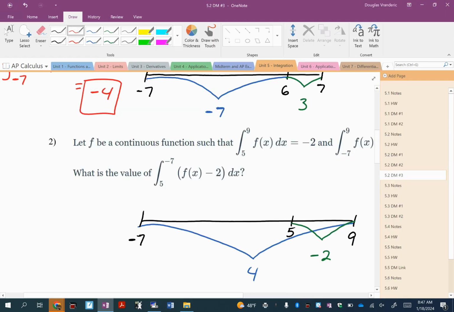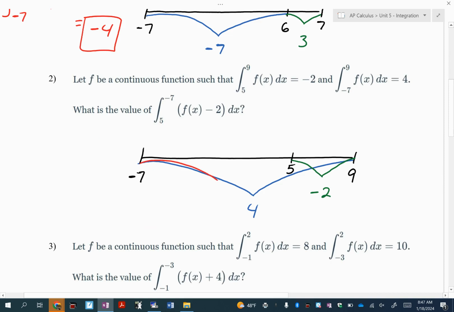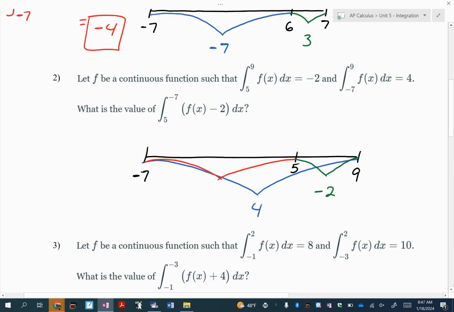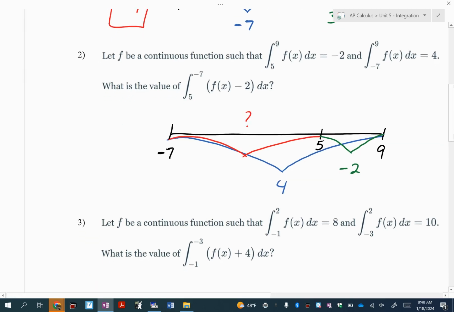So let's try to find -7 to 5. It's question mark plus -2 equals what? What's the whole thing? It's 4. I'm just trying to show the work. Georgia, your brain already knows it. So what would that question mark need to be to make that true? It'd be 6, so this is equal to 6. All right, everyone still good?